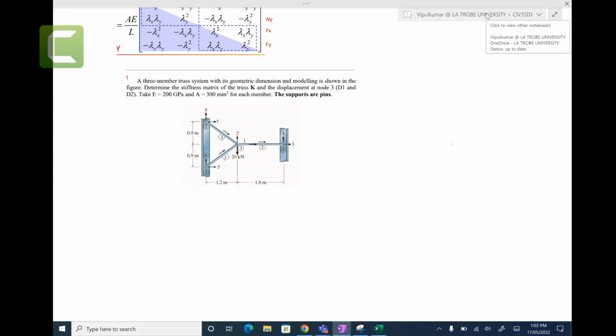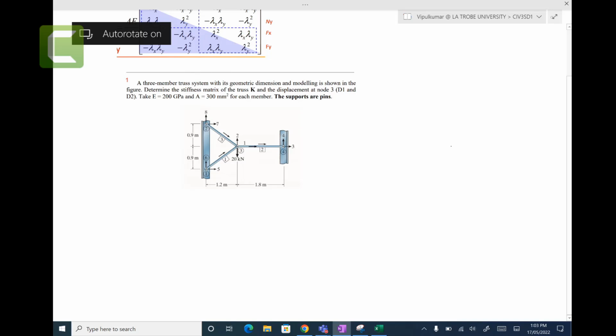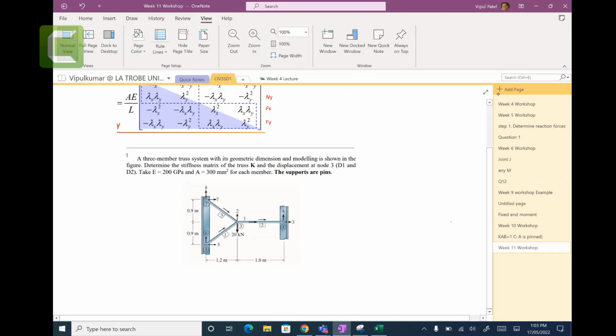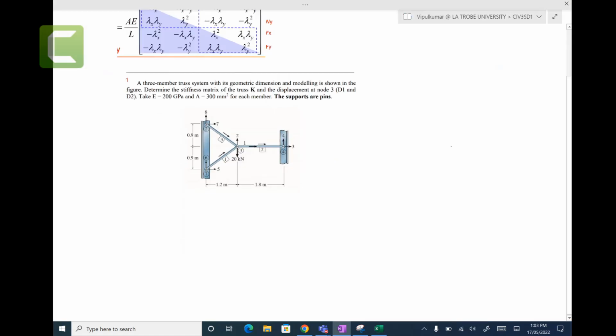So let's start on these examples. What is this example here? Yep, a 3 member truss. You can see member 1, that rectangle is numbering member 1. Yesterday we discussed all this numbering, these arrows, degrees of freedom and so on. Its geometry, dimensions and modeling are shown in the figure.